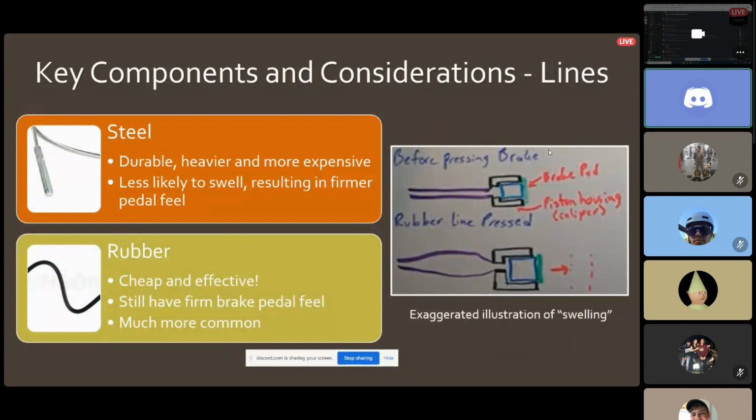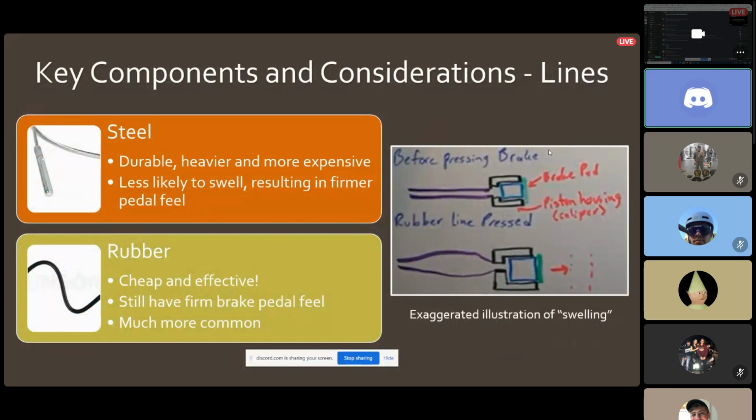Okay, so the fifth slide here, hard versus soft brake lines. So steel brake lines have the benefit of being a little bit more durable due to just being made of a stronger material. However, for our application, it's not really a super important characteristic. The drawback that comes with durability and being made of steel is they're a little heavier and a little more expensive. So for our applications, they're not really ideal.